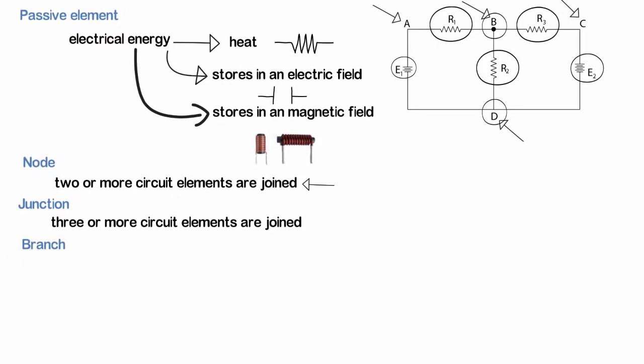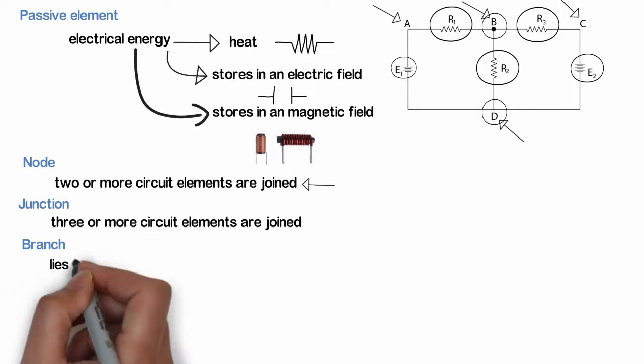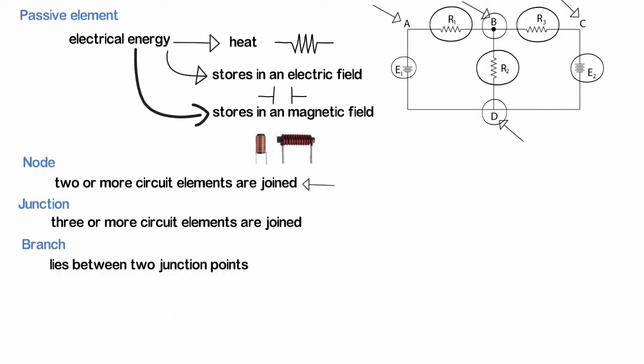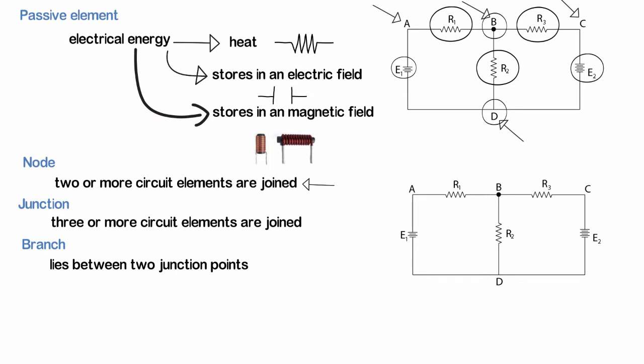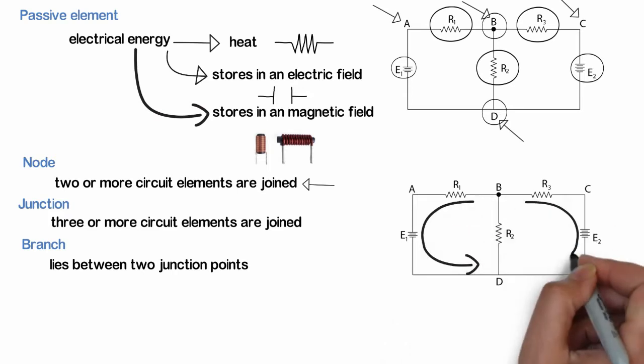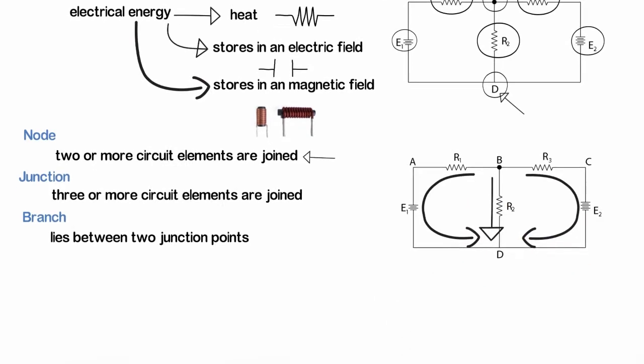Now we will talk about the branch. A branch is that part of a network which lies between two junction points. In this figure, there are three branches, which are BAD, BCD and BD.